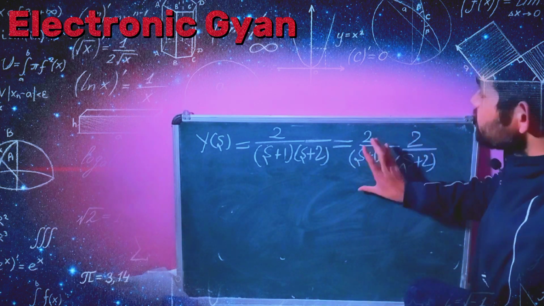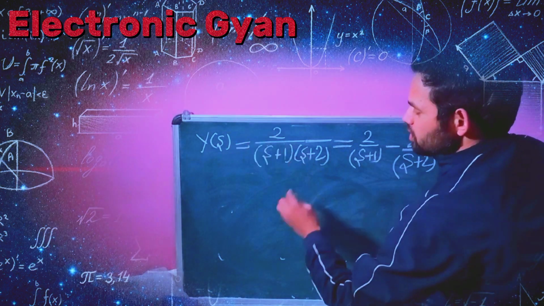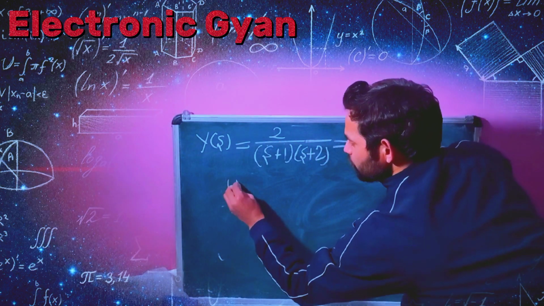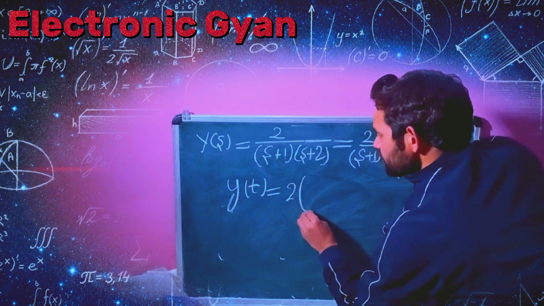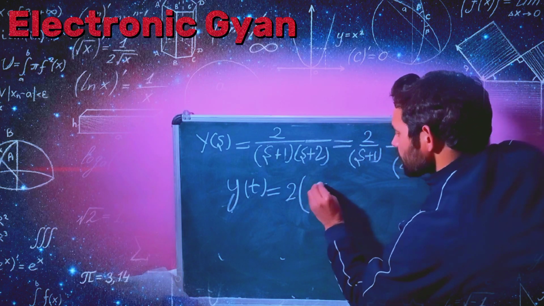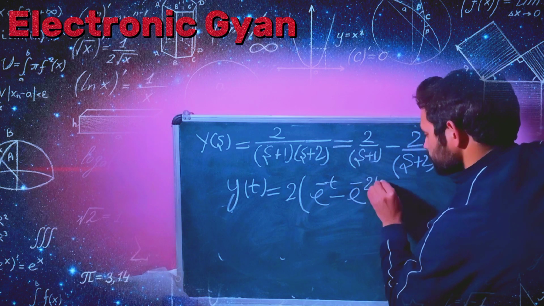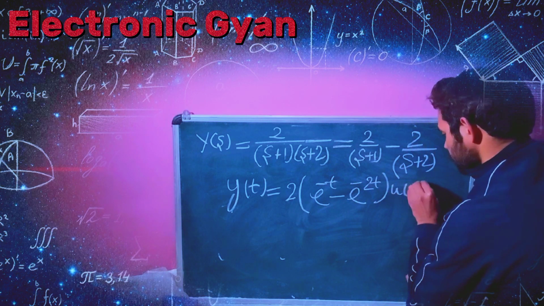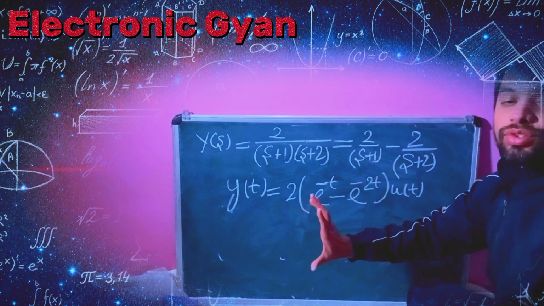Now let us apply the inverse Laplace transform to this output signal across the capacitor. So by applying the inverse Laplace transform, what will we get? y of t is equal to, let us take 2 common here, e to the power minus t minus e to the power minus 2t, u of t. So this is my output signal across the capacitance.